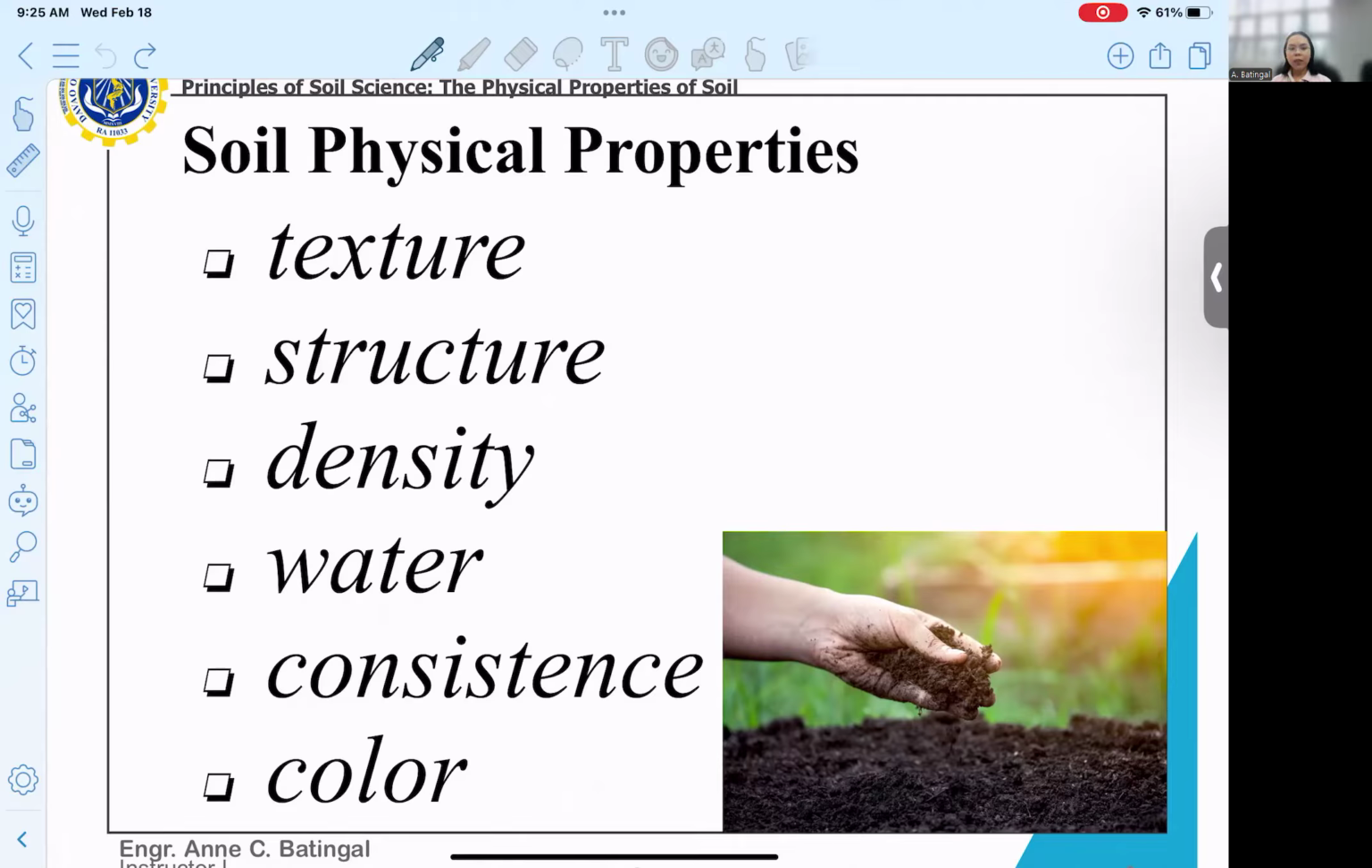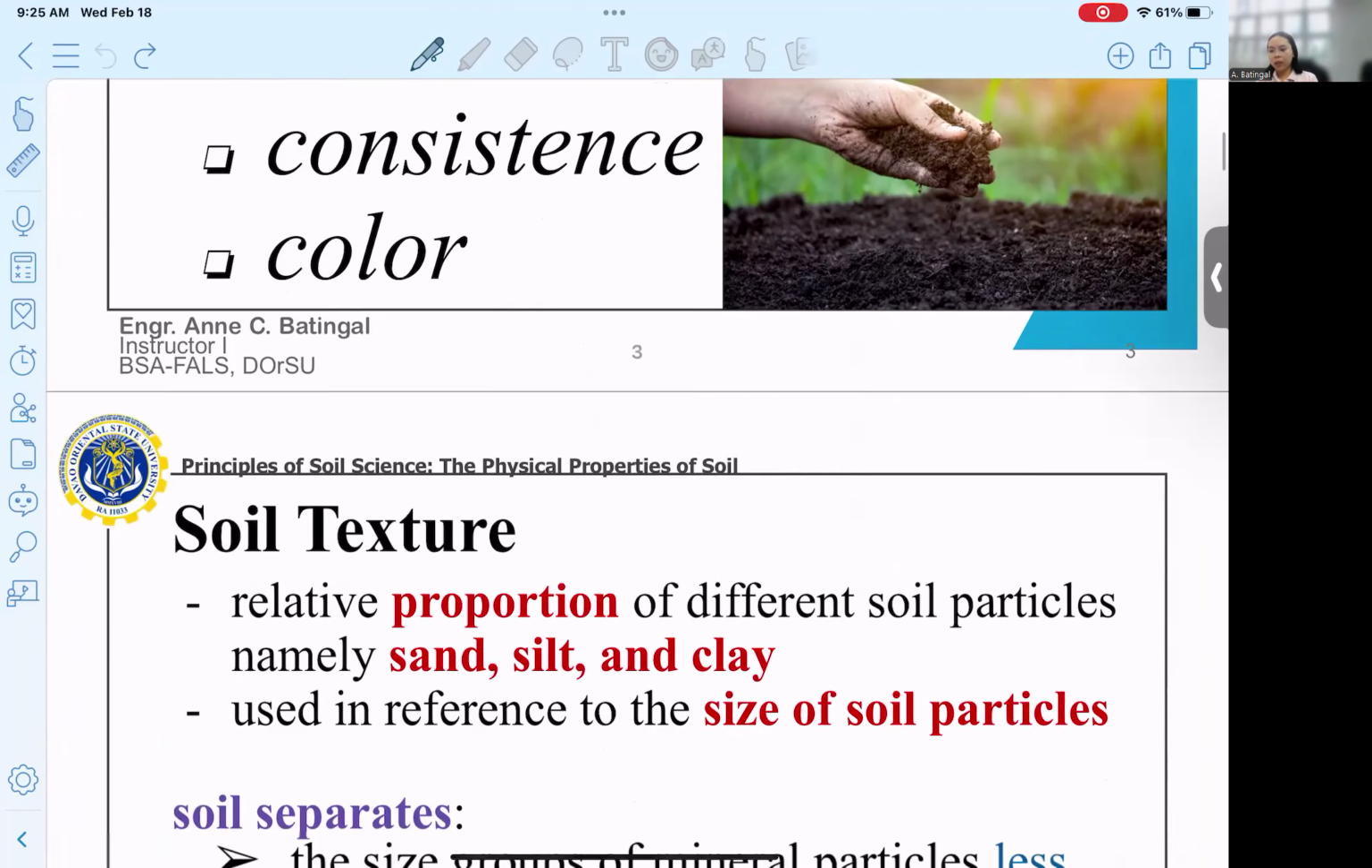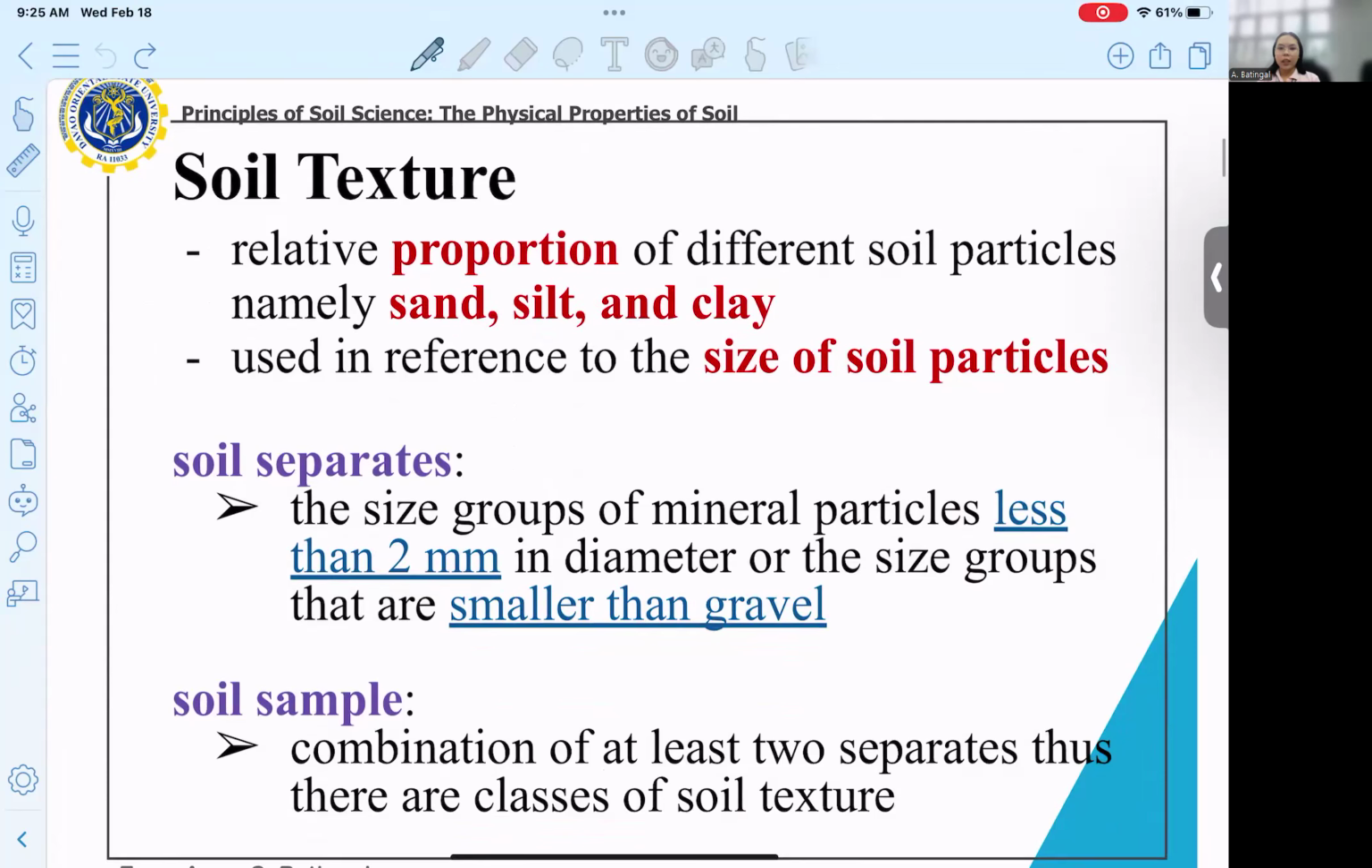Okay. When you talk about physical properties of the soil, basically it just refers to the physical structure of your soil. No? Usually on its, tawag dito, arrangements ng mga aggregates and components of your soil. So first things first, we will talk about soil texture.